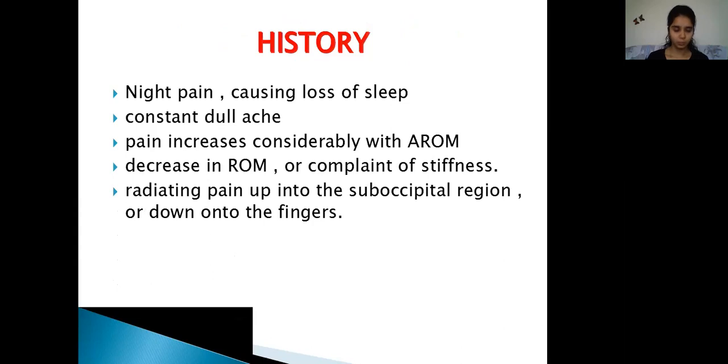History. The patient will come with a history of night pain causing loss of sleep, and a constant dull ache. Pain increases considerably with active range of motion. There will be a decrease in overall range of motion, and they will complain of stiffness, and it may also include radiating pain up to the suboccipital region or down onto the fingers.